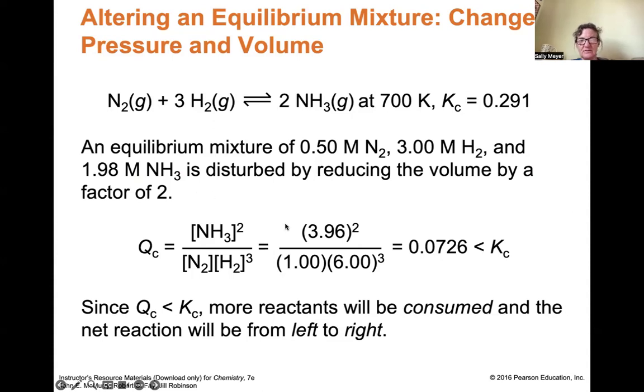So if you decrease the volume, remember that each of these concentrations is divided by volume. If you're reducing the volume and making it smaller, then that ratio becomes smaller than Kc. And if Q is smaller than Kc, more reactants will be consumed and the reaction will go from left to right.